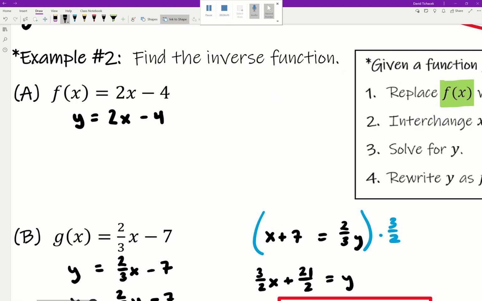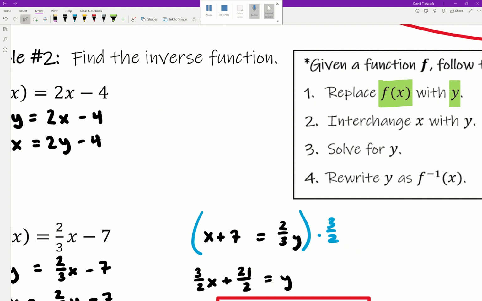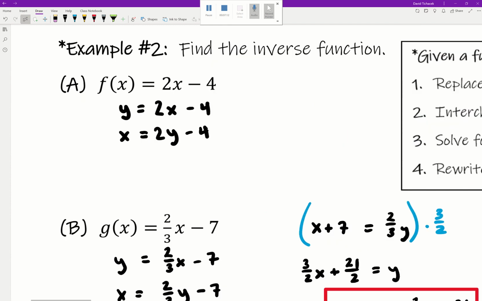Step 2 says, of course, interchange x and y. So wherever there's a y, we're going to replace that with an x, and wherever there's an x, we're going to replace that with a y. Now, why would we do that? Well, you'll notice that step 3 is going to ask you to solve for y. The reason you want to do that after interchanging is that in order to get y by itself, you're going to have to do all the inverse operations. And if we're trying to find your inverse function, it had better have all the inverse operations of what we just started with. So that's why we interchange x and y, and then we solve for y.